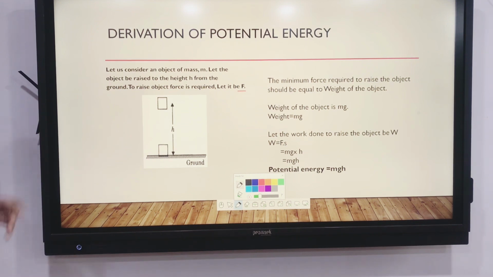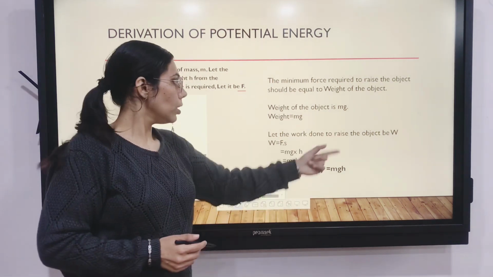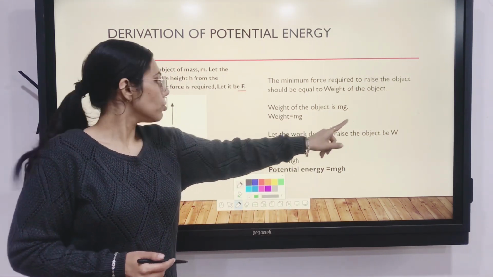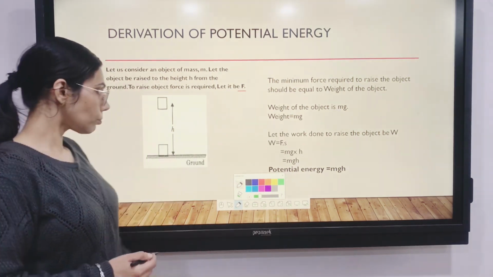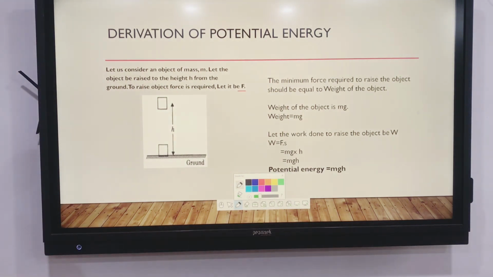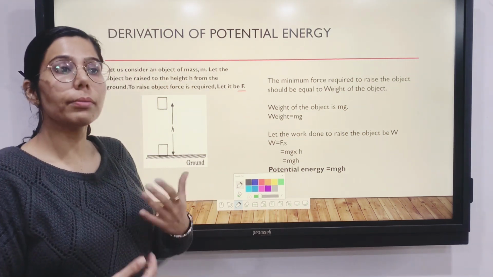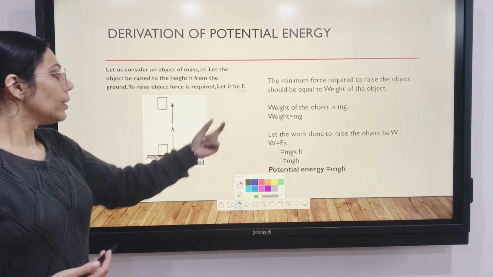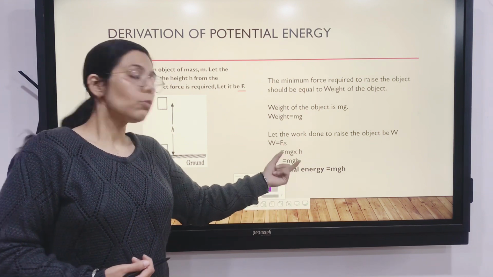And weight is also a kind of force. The weight of the object is mg, where m is the mass of the object and g is the acceleration due to gravity. Let the work done to raise the object be W. We are putting some external energy over it. As we know, work is force into displacement.